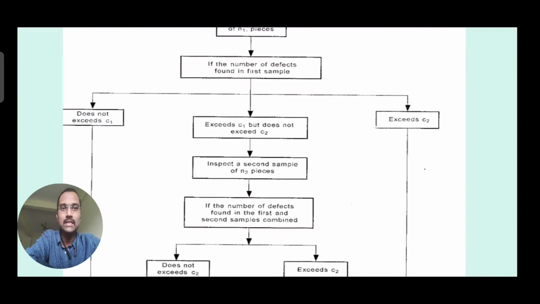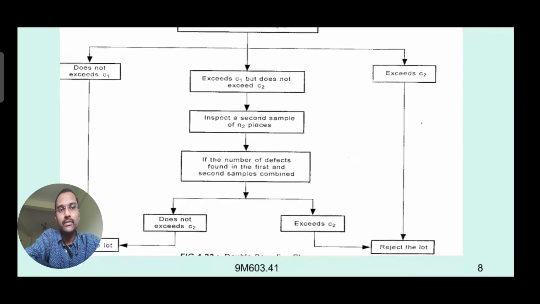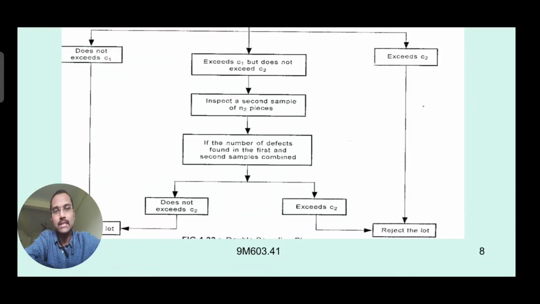You see this last one on the right hand side of the flow chart: the number of defects found in the first sample is exceeding C2. Taking the first sample only, if you are getting more than 2 or 3 defectives like that, then you have to simply reject the lot, right? So that is the final case. After rejecting the lot, the procedure is to go for 100% inspection.